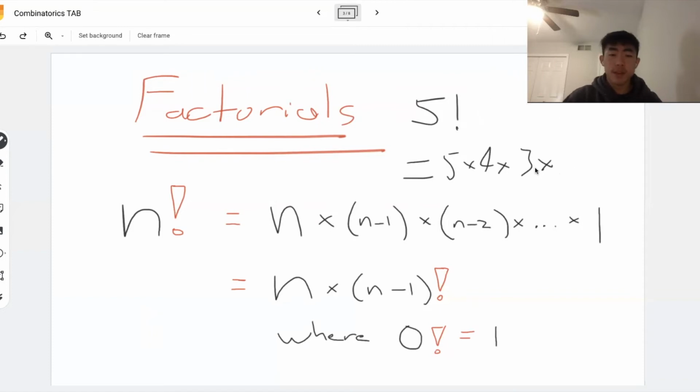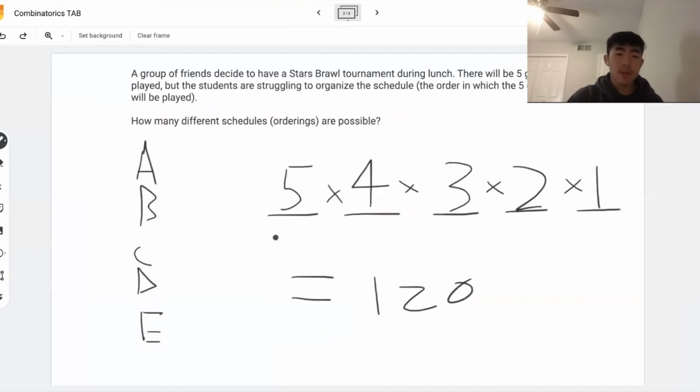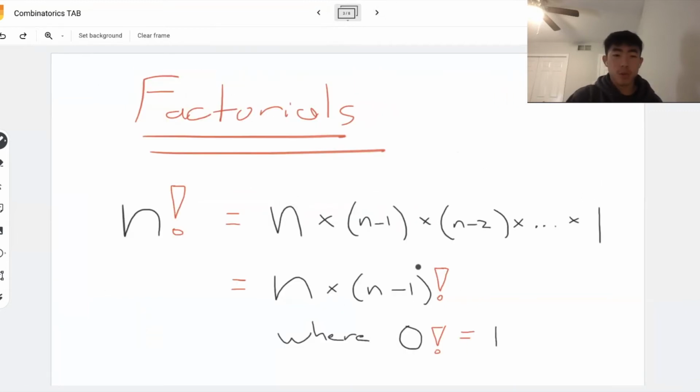So one key distinction here is that 0 factorial is actually equal to 1. That might sound a little bit weird, but the reasoning basically is that if we have 0 games, we have exactly 1 possible ordering, which is just not having any games. And that would be the 1 ordering there, which is why 0 factorial would be equal to 1.